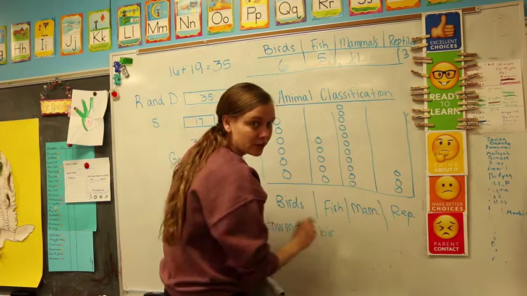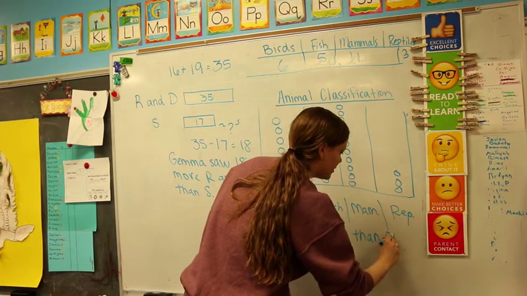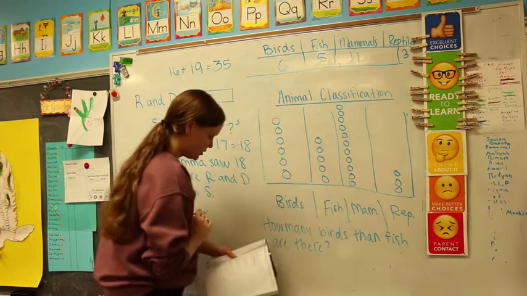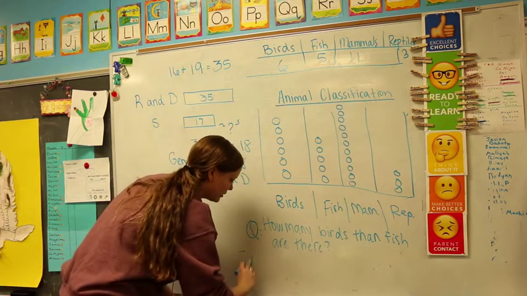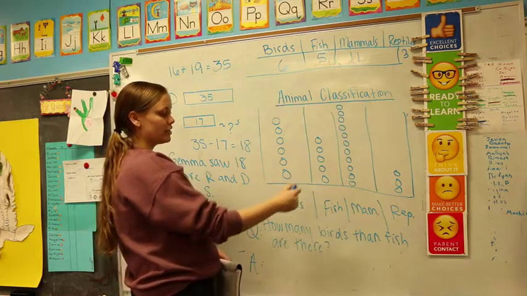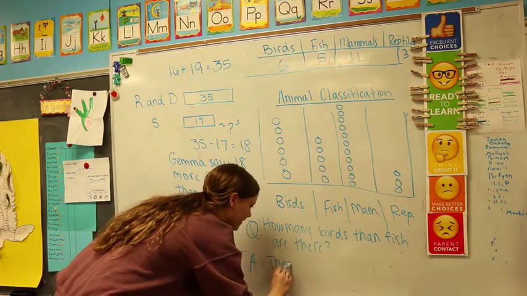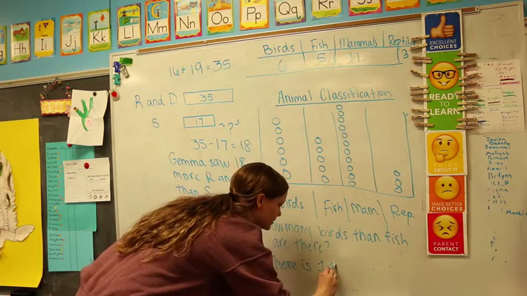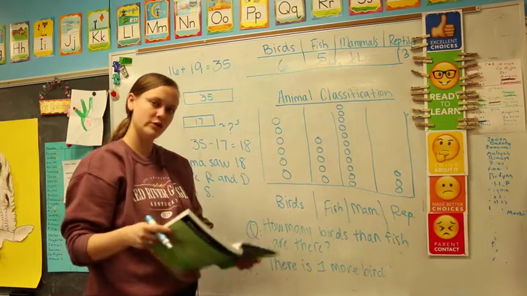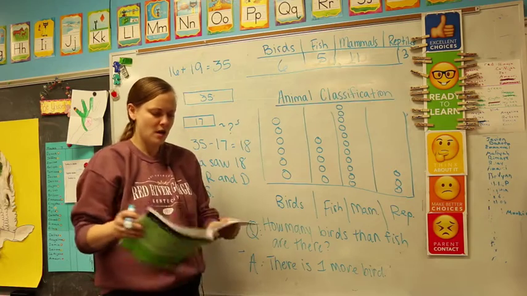This is what they mean by comparison questions on your homework on D. How many more birds than fish are there? So that's your question, or Q. And your answer is there are 6 birds and 5 fish. So there is one more bird. That's your answer. So anytime they want you to do a comparison question, you have to use the data, use the numbers, and come up with your own questions.